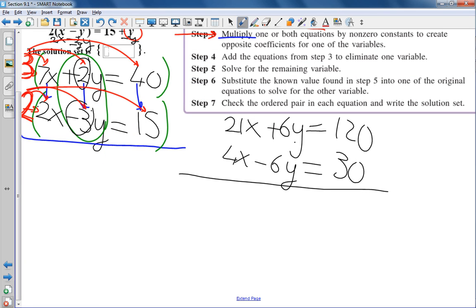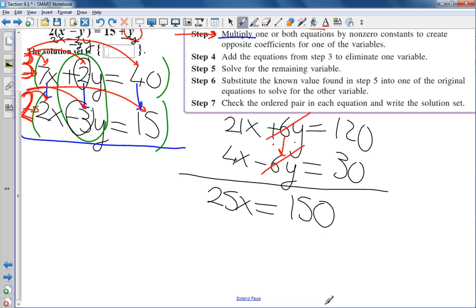New question. Now the difference is, look at this. Same coefficients, same 6 and 6 with opposite signs. If you add them side by side, 6y and minus 6y will eliminate each other, cancel each other, right? This is also called the addition method or elimination method. How about the other stuff? They will just join together. You add them, 21 plus 4 more makes 25. 120 plus 30, 150.